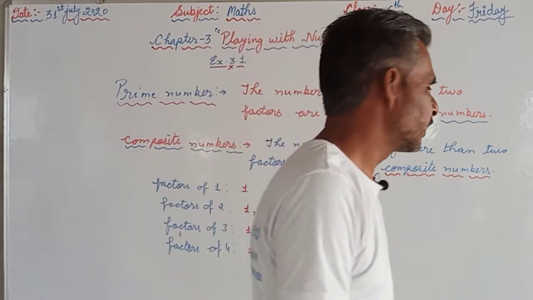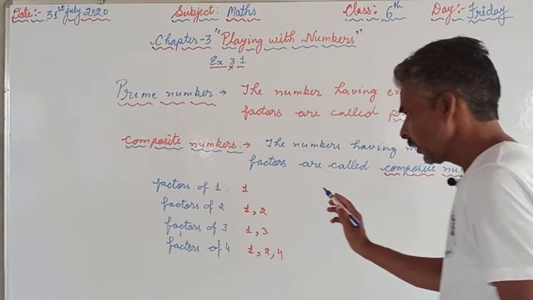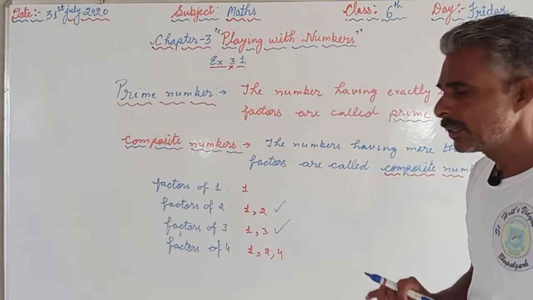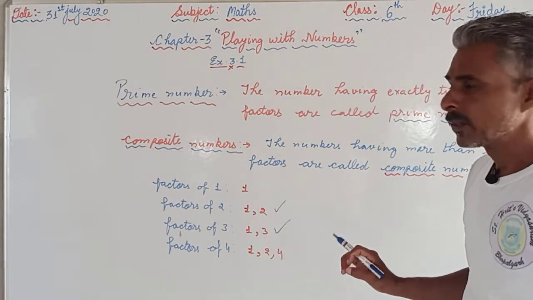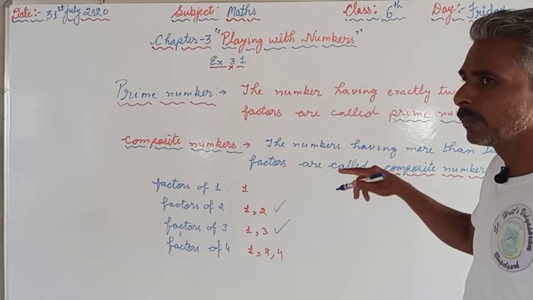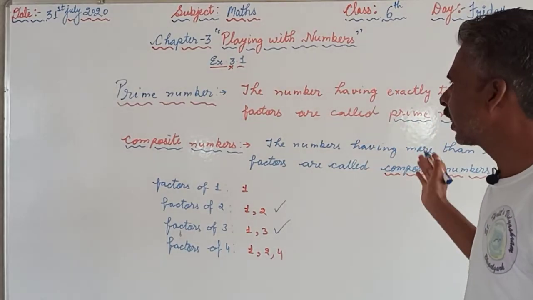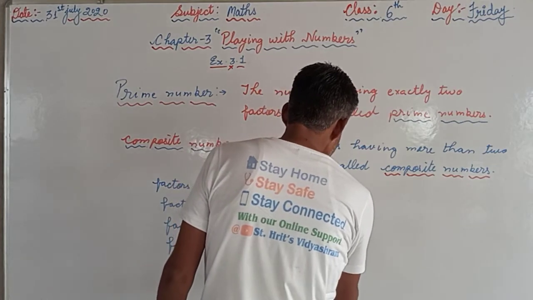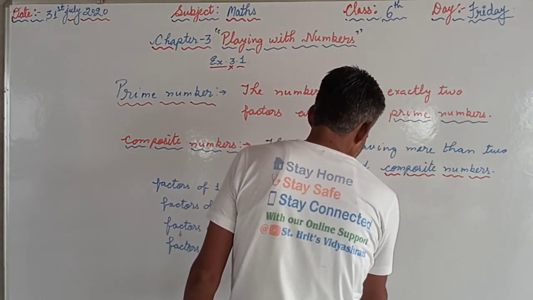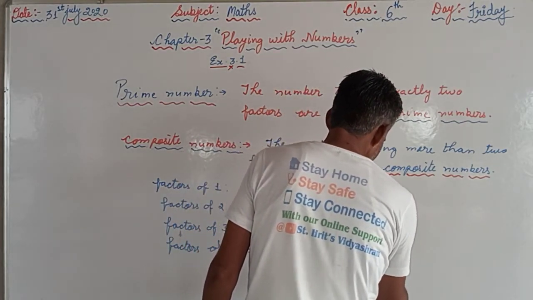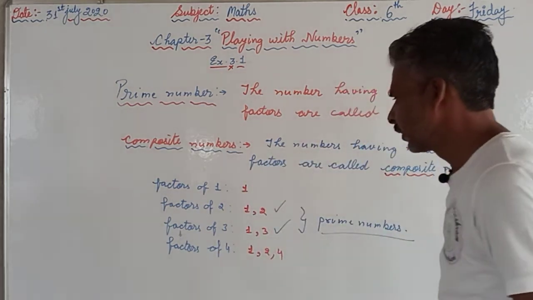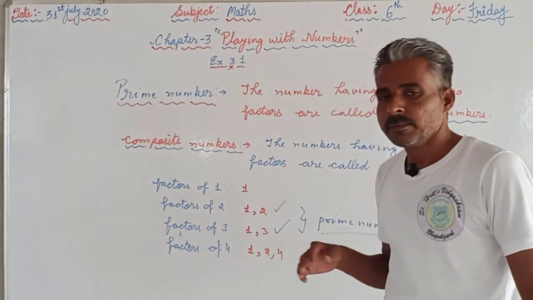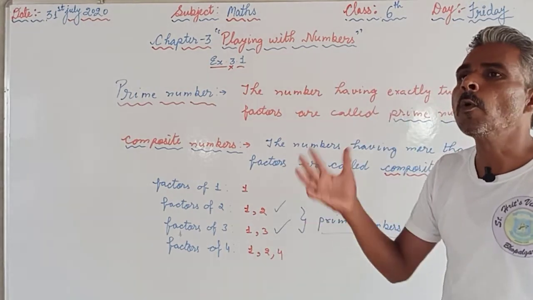Here we can see that 2 and 3 are having exactly 2 factors, and according to the definition, the numbers having exactly 2 factors are called prime numbers. So these two numbers are prime numbers. In another way we can say, prime numbers are the numbers which are coming in their own table.